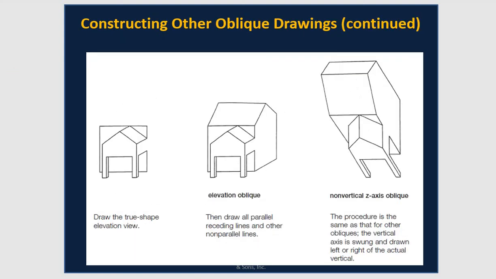And this one is another view when you do the oblique. When you start right here, you look at the front face, the true shape. But if you do elevation oblique, you can show a different angle, so you can see the other side of the building. And the non-vertical, for Z axis oblique, that means you do more about the Z axis, the height of the building. You change the view from that one.